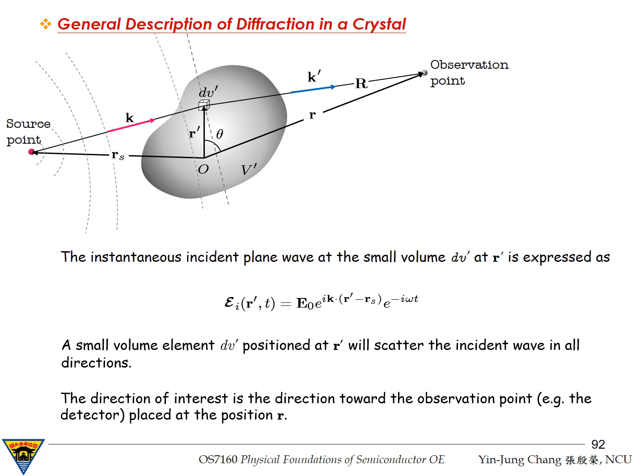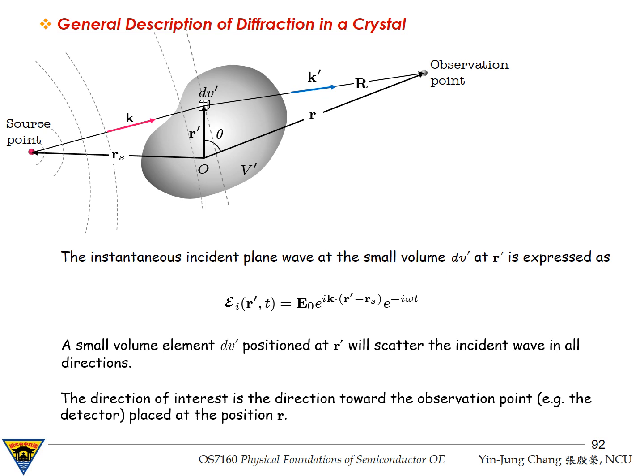Let's now move toward a more general description of diffraction in a crystal. Previously, we discussed the Bragg law and the Laue condition from a geometric point of view. Now we want to derive the diffraction condition starting from a wave scattering perspective, in which we treat the crystal as having a continuous electron density distribution.